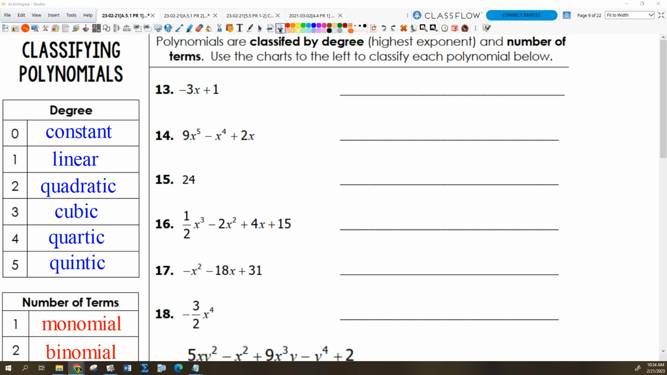And then degree 5 is quintic. Okay, we don't say quintic that much really, but it's a word that it's going to be on the assignment, so you got to know that one.